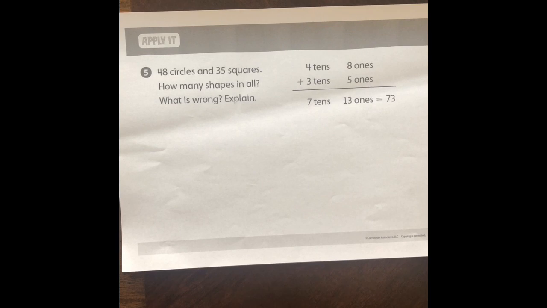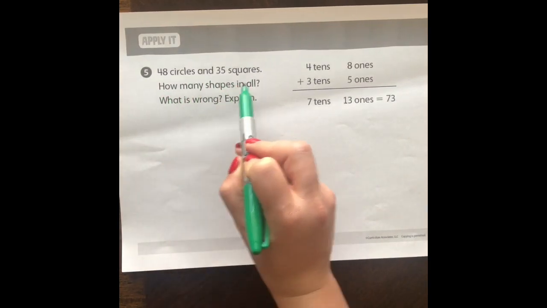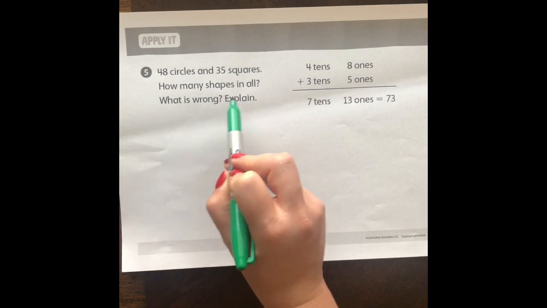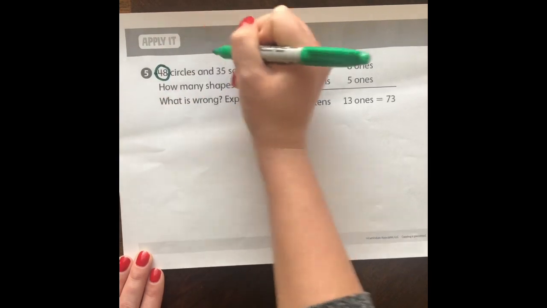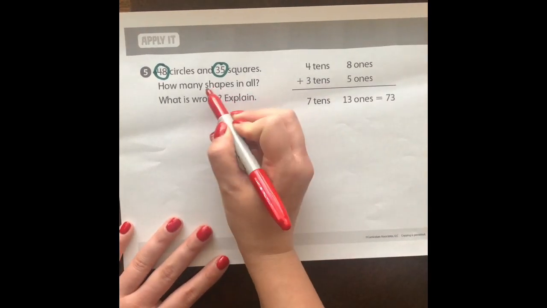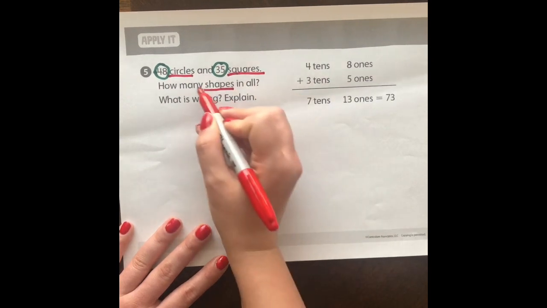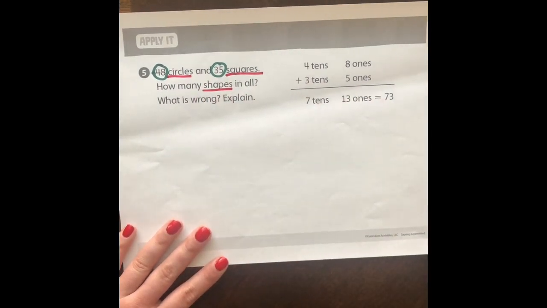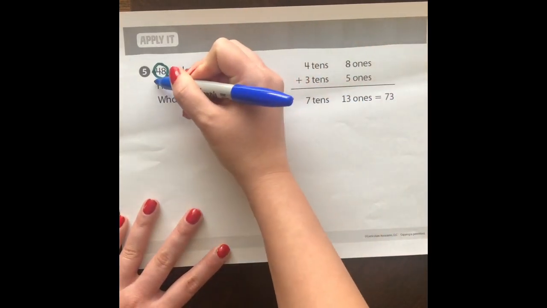Number 5, 48 circles and 35 squares. How many shapes in all? What is wrong? Explain. So let's start by circling our numbers. 48 and 35. We are going to underline what it is that we're talking about. We are talking about shapes, or circles and squares, mainly shapes. We are going to box our question. We want to know how many shapes in all.